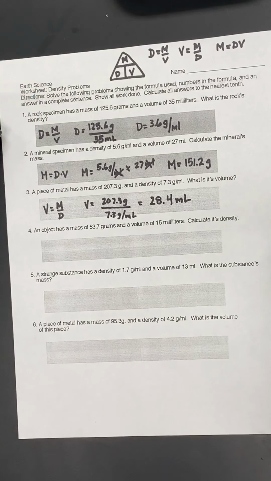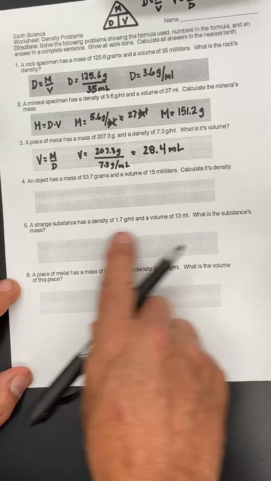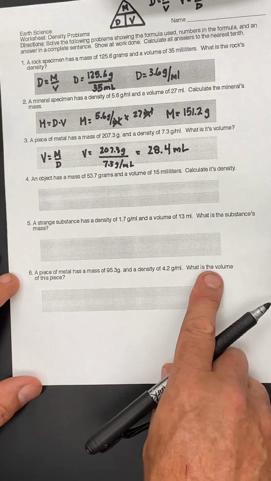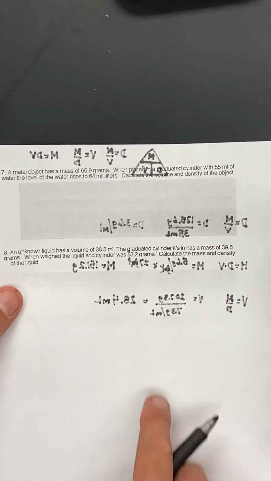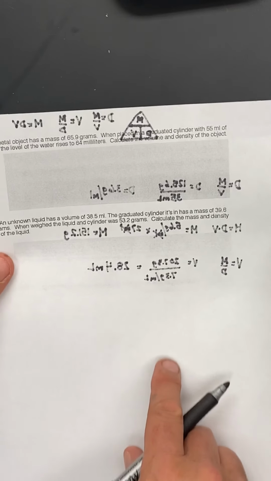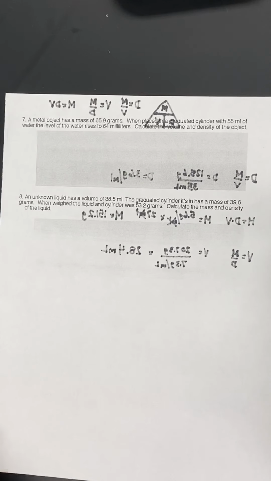All right, using the same strategy, here you would figure out the density, here you would figure out the mass, here you would figure out the volume, and on the back, you also have to figure out things like the volume and density of an object and the mass and the density. Well, good luck with that. It should be something that you can do, and I hope this video has helped.